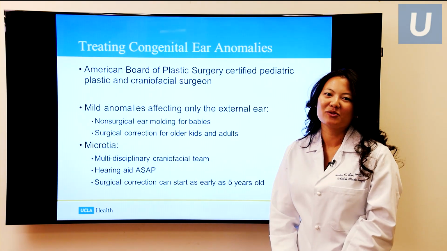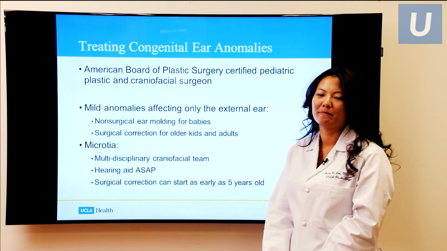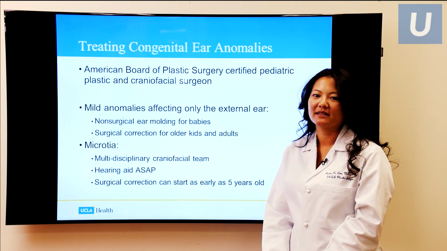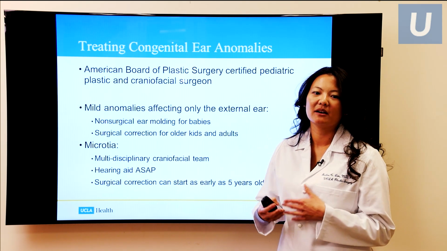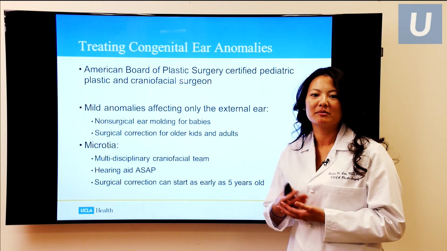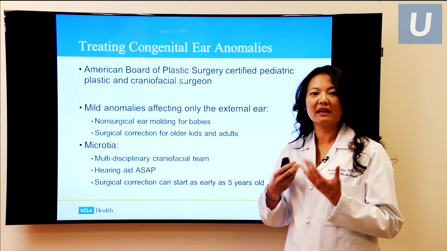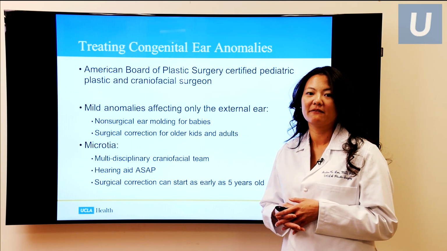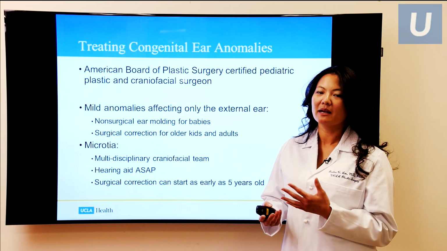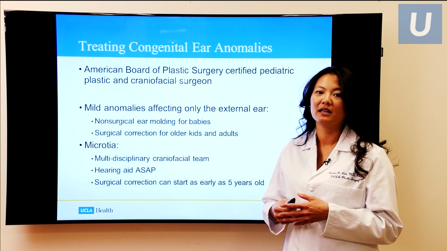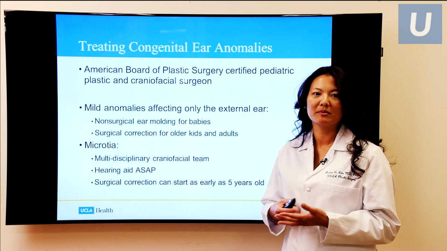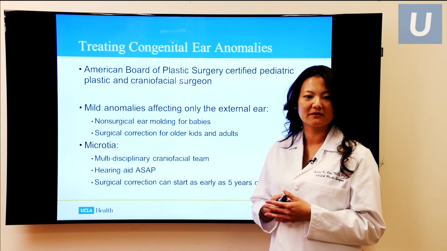So in summary, treating congenital ear anomalies has a few things that one should always think about. First, see an American Board of Plastic Surgery certified pediatric plastic and craniofacial surgeon. If your baby has a mild anomaly affecting only the external ear, sometimes we can do this non-surgically and mold it as a baby. But this can only be done in the first couple weeks of life.